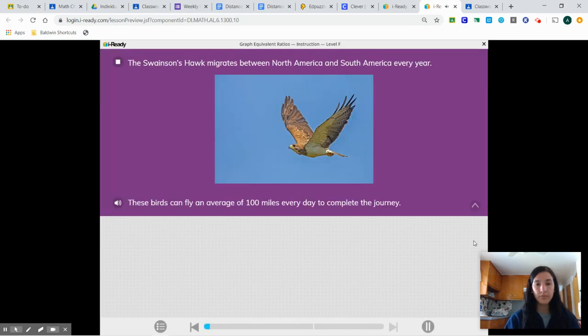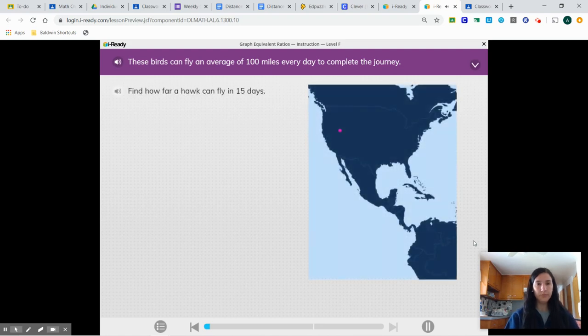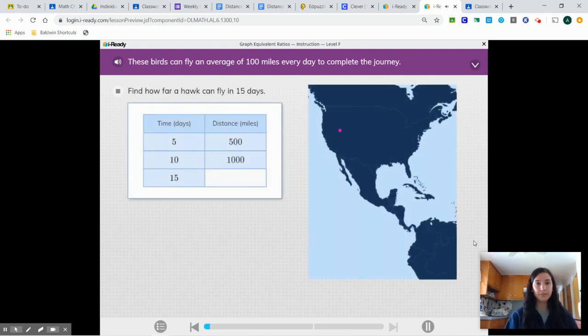The Swainson's hawk migrates between North America and South America every year. These birds can fly an average of 100 miles every day to complete the journey. Find how far a hawk can fly in 15 days.